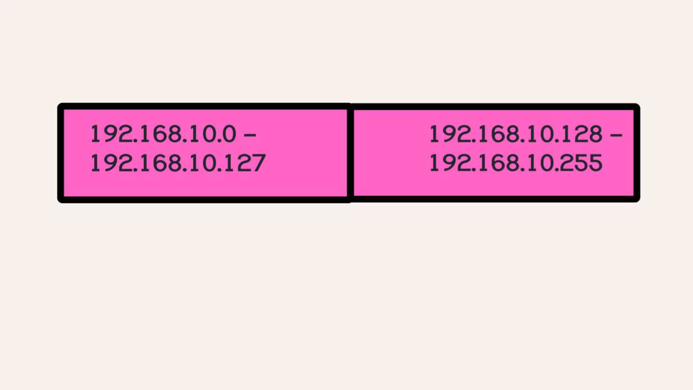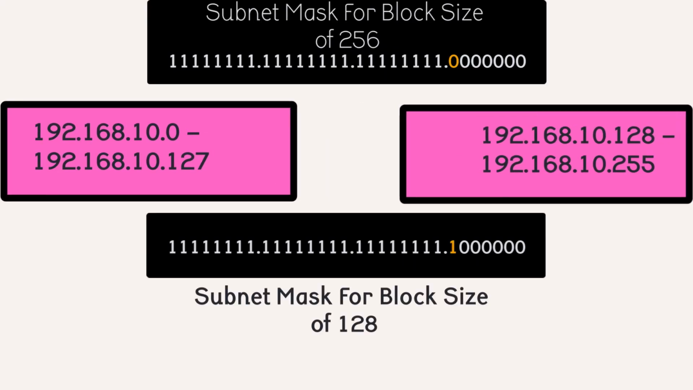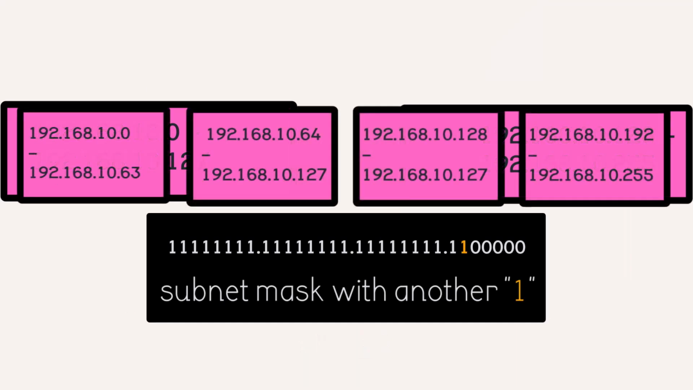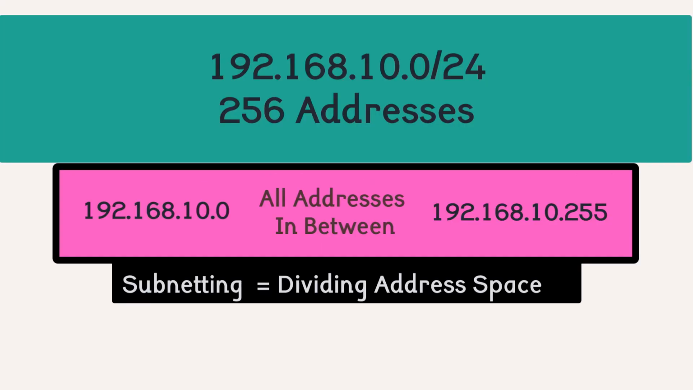Let's split this range of addresses. So instead of one range, now we have two smaller ranges. That split happened because we adjusted one bit to the right in our subnet mask. That one bit decides the range or block of addresses. For each network bit that increases to the right, we double the number of networks and cut the size in half. Subnetting isn't that complicated.